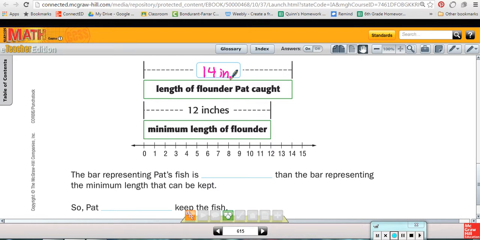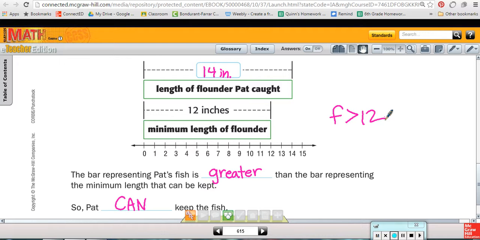The bar representing Pat's fish is what? Then the bar representing the minimum length that can be kept. It's greater than. So Pat can or cannot? He can keep the fish because it is greater than 12. Right now, when we start talking inequalities, we would say that the length of the fish, let's call it F, has to be greater than what? Greater than 12.